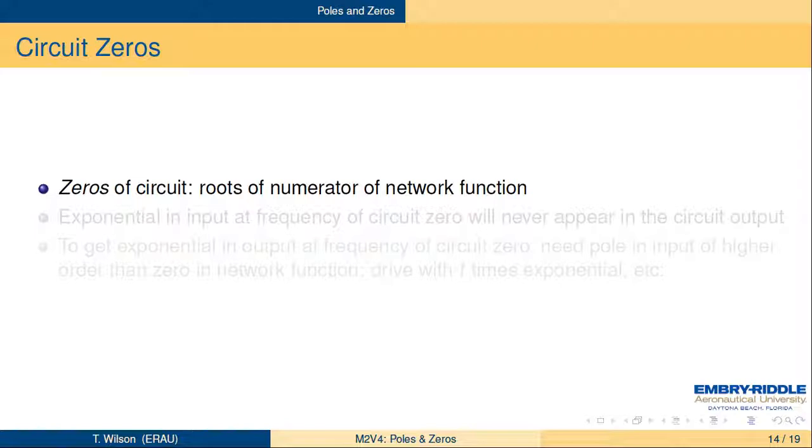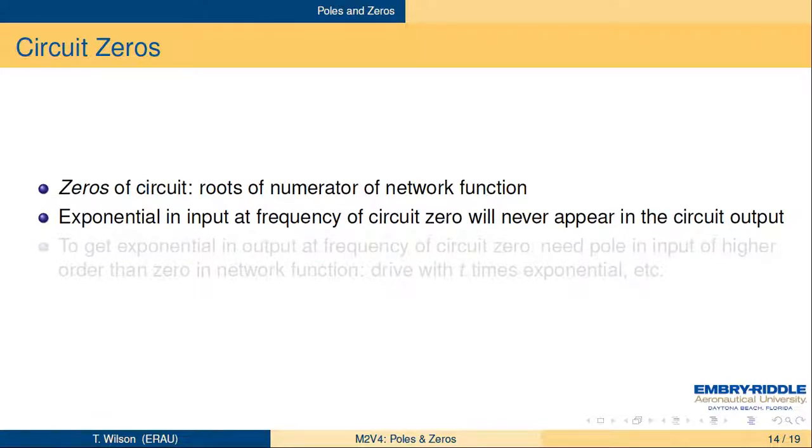What are the zeros? Well, if you've got a zero in the circuit, that's the root of the numerator, and you put in a pole from this input, then the pole and the zero are going to cancel out, and you're not going to see that frequency in the output. So zeros are exponentials in the input that don't appear in the output of the circuit.